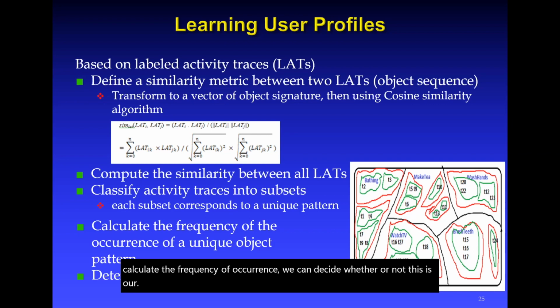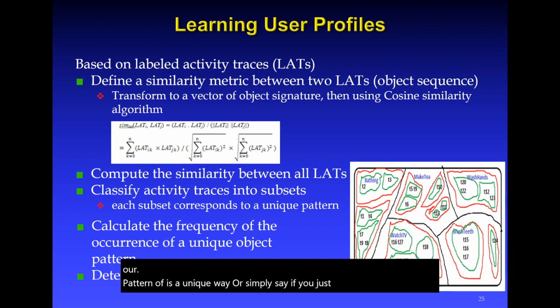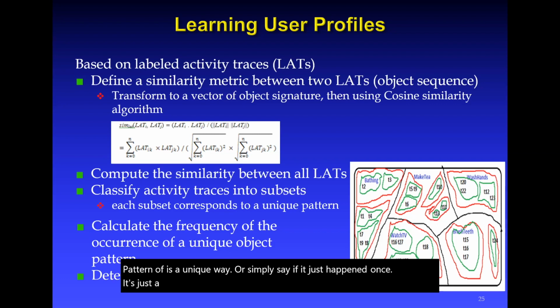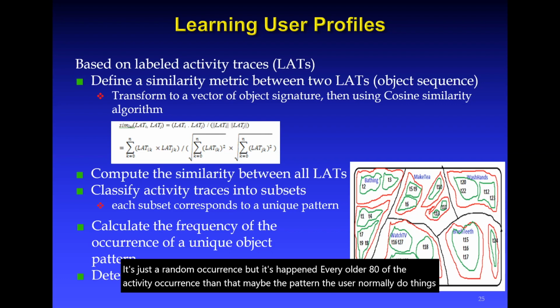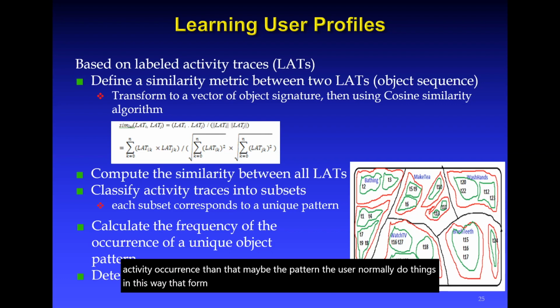Or is a unique way, or simply say if it just happened once, it's just a random occurrence. But if it happens in all, say, 80% of the activity occurrences, then that's maybe the pattern. The user normally does things in this way. Yeah, that forms part of the user's profile.